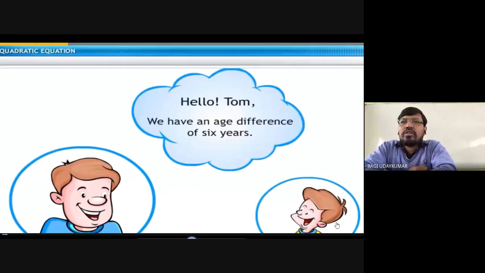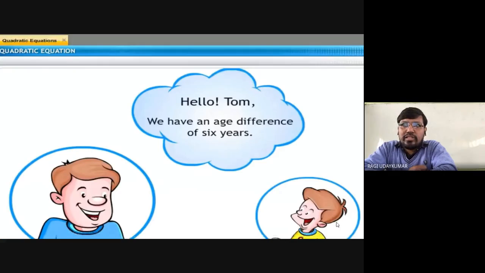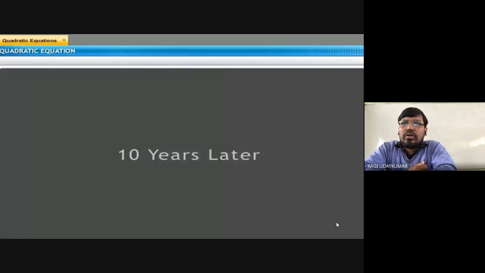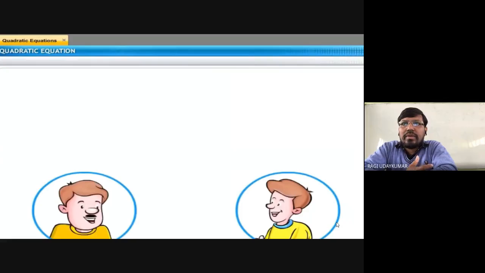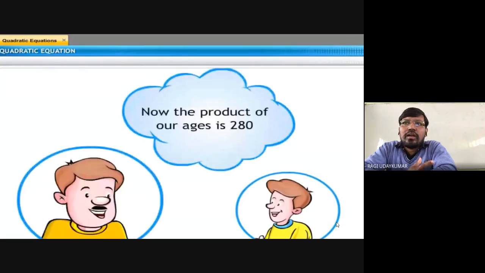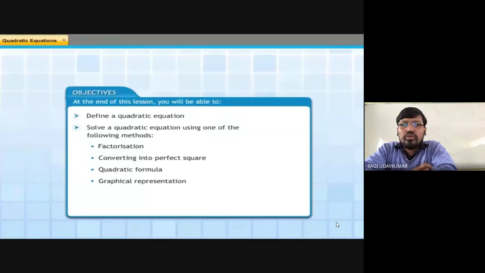Revision of the quadratic equations. So we are going to have the normally general problems, age related problems. 10 years later, the age of this particular person, and the product of the ages of the two persons is 280. Such type of problems to solve, quadratic equations will be used.